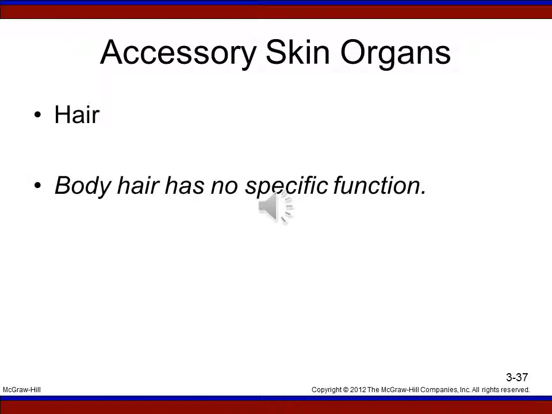We're talking about hair, and we're talking about accessory skin organs. In this slide, we're talking about hair, and body hair has no specific function. But let's talk about alopecia. What is alopecia? Women have alopecia. And alopecia is thinning of the hair.